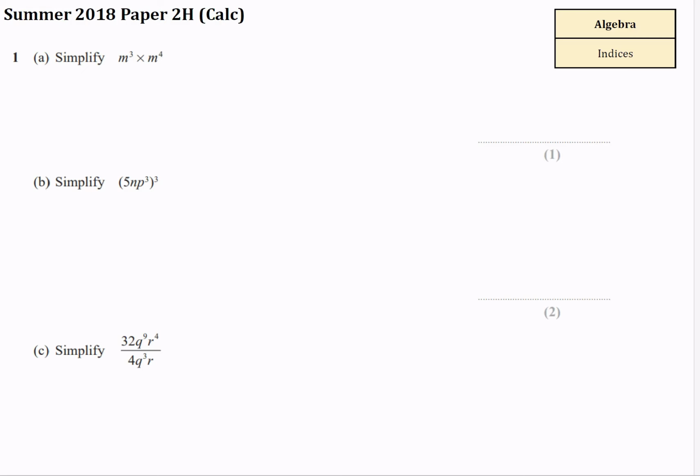Okay, so in this lesson, we are going to review our indices questions. When we have the same bases, what we do is add the powers. So m^3 times m^4: 3 plus 4 makes 7. So m^7 is your answer.